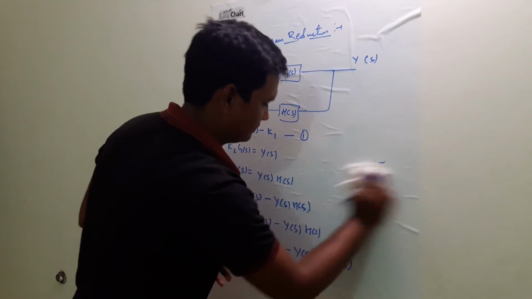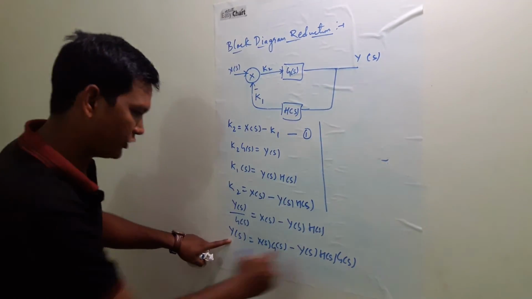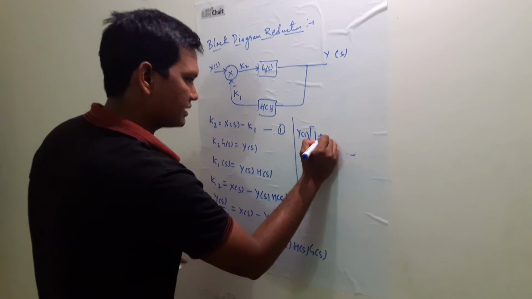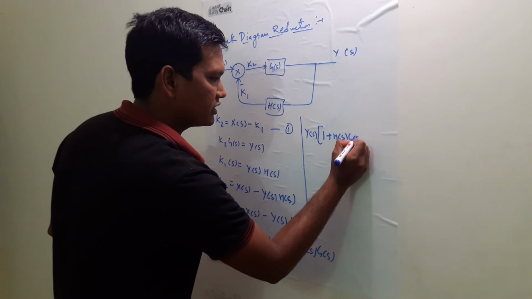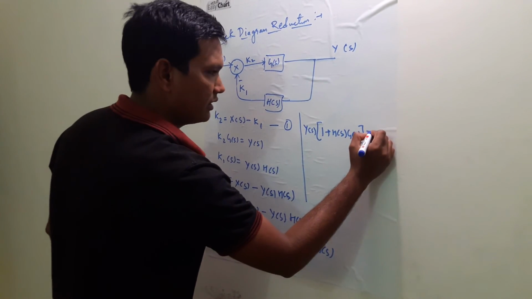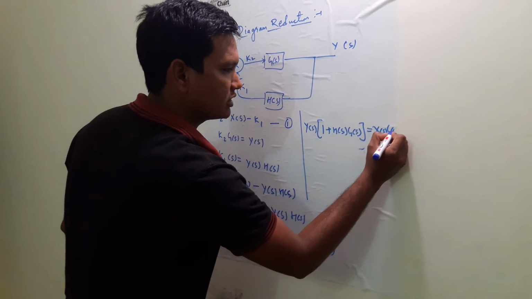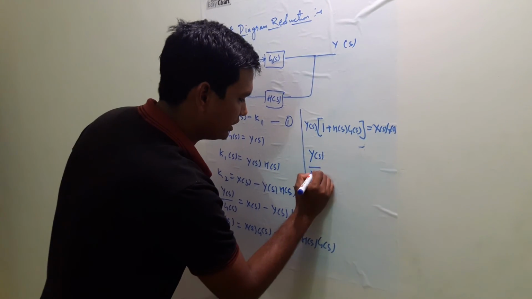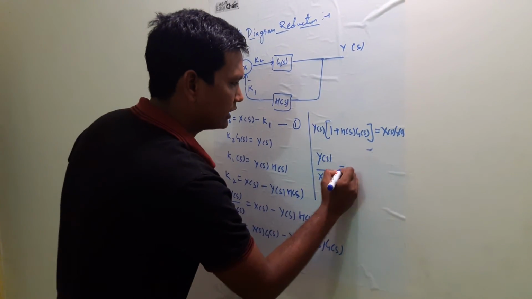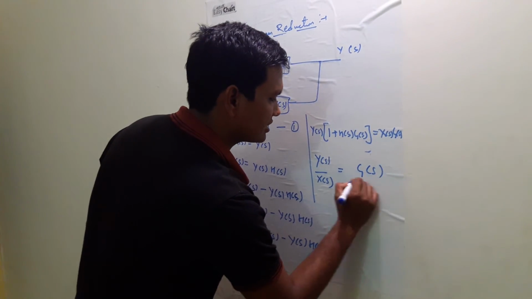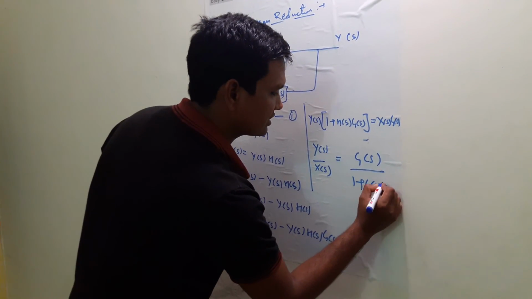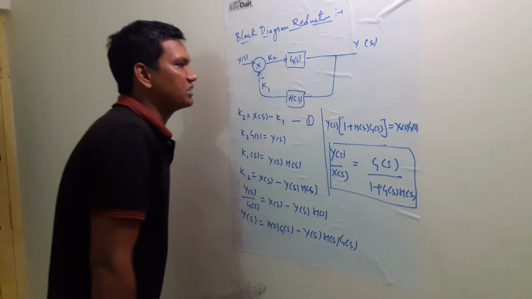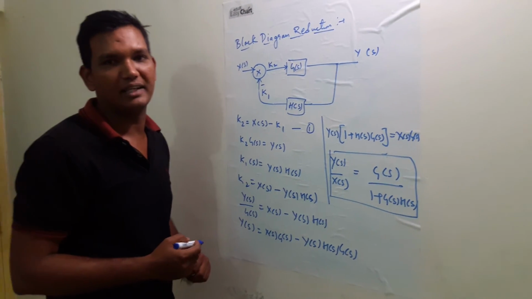Further I can simplify this. Taking Y of S on one side, Y of S common here, this will become 1 plus H of S into G of S equals X of S into G of S. Now, what is a transfer function? Output by input, right? So it will become G of S by 1 plus G of S into H of S. And that's how we have derived the transfer function in case of a negative feedback system. Thank you guys.